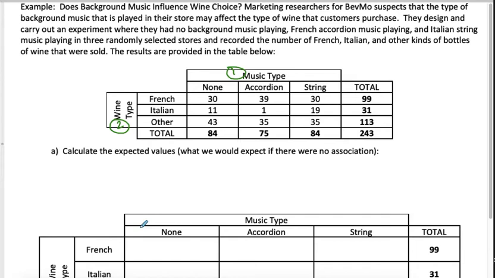84 out of 243. What's the probability that we randomly select somebody that was listening to accordion music and ordered French wine? 39 out of 243. So we have those ideas of overlapping and bringing back that two-way table.